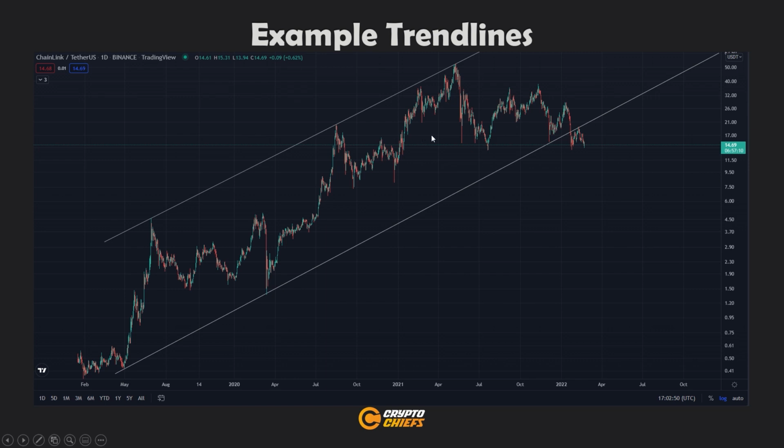And the same thing, resistance could turn into support. So for example, had this broken above this here, we could have moved right up. We could have then come back to test this area to turn this into support before a continued move up.